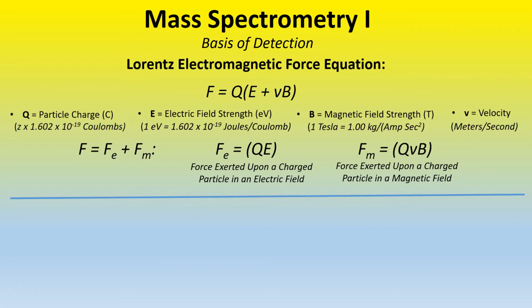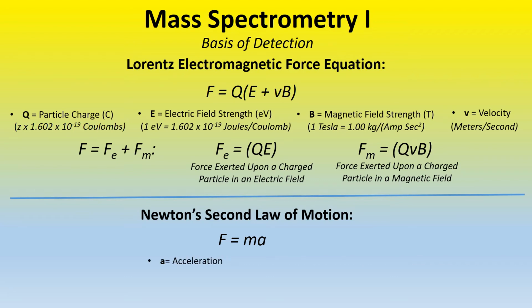The Lorentz forces impart motion on a particle. Therefore, the other thing that comes into play is Newton's second law of motion, which says force, no matter where it comes from, is equal to ma, where m is mass and a is acceleration, measured in meters per second squared, or the change in velocity with the change in time.